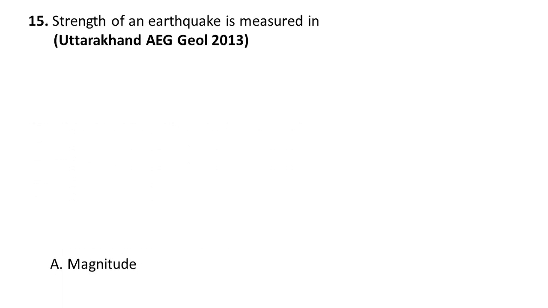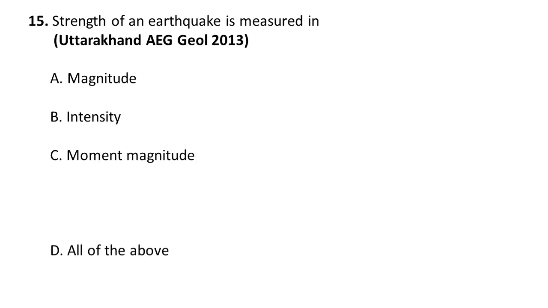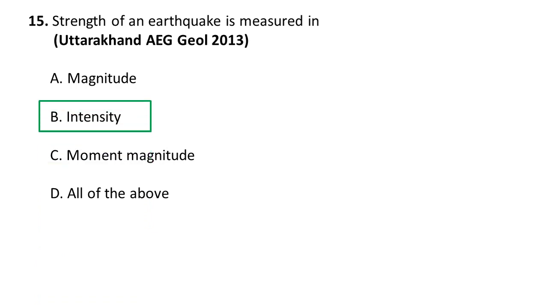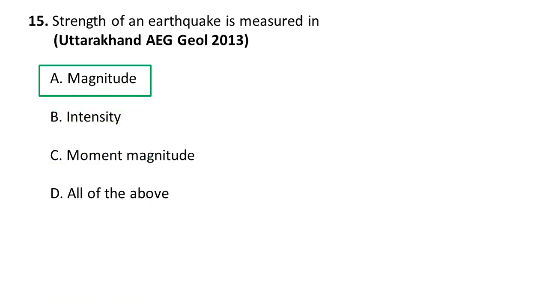Next question. Strength of an earthquake is measured in: A, magnitude; B, intensity; C, moment magnitude; and D, all of the above. So the strength of an earthquake is generally measured in the scale of magnitude, which is a common way to measure the size of an earthquake source. Magnitude is proportional to the amount of energy released by an earthquake at its focus. A is the correct option.